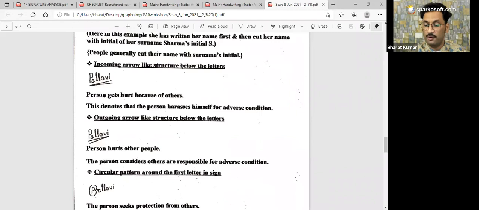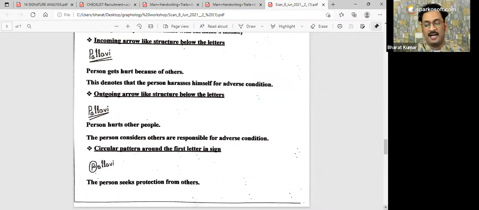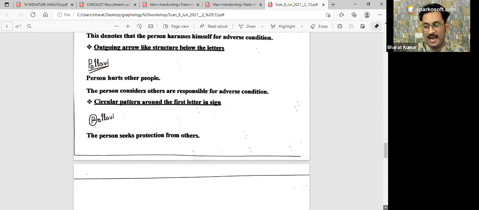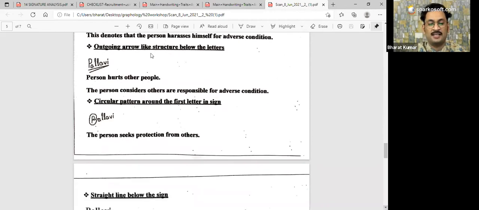Now, how many of you have a circular pattern around the first letter in the signature? Please say yes in the chat box, be honest. Check your signature just now. So if you have this circle at the start of the signature, these persons seek protection from others. Actually, they generally feel unsafe, or you can say insecurity.